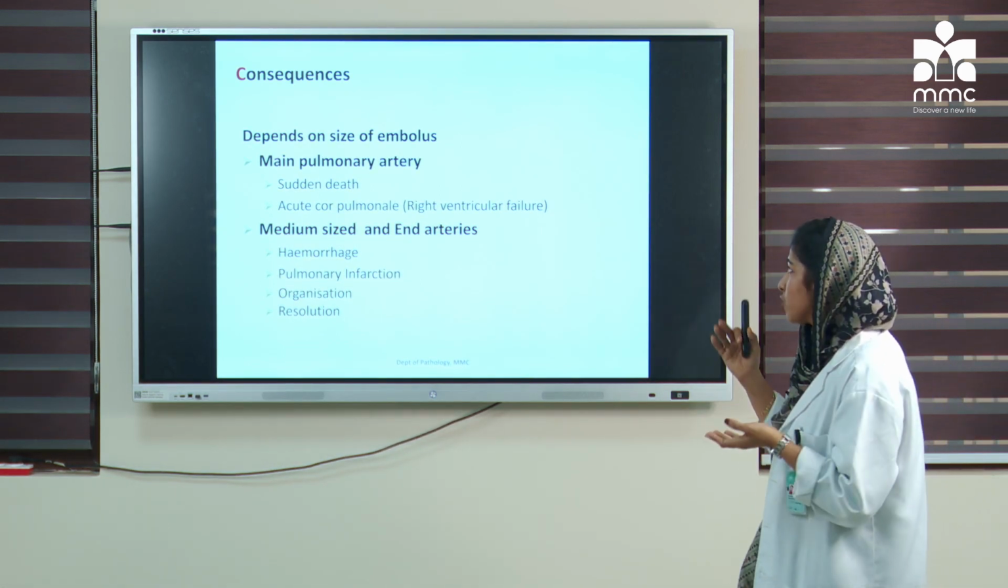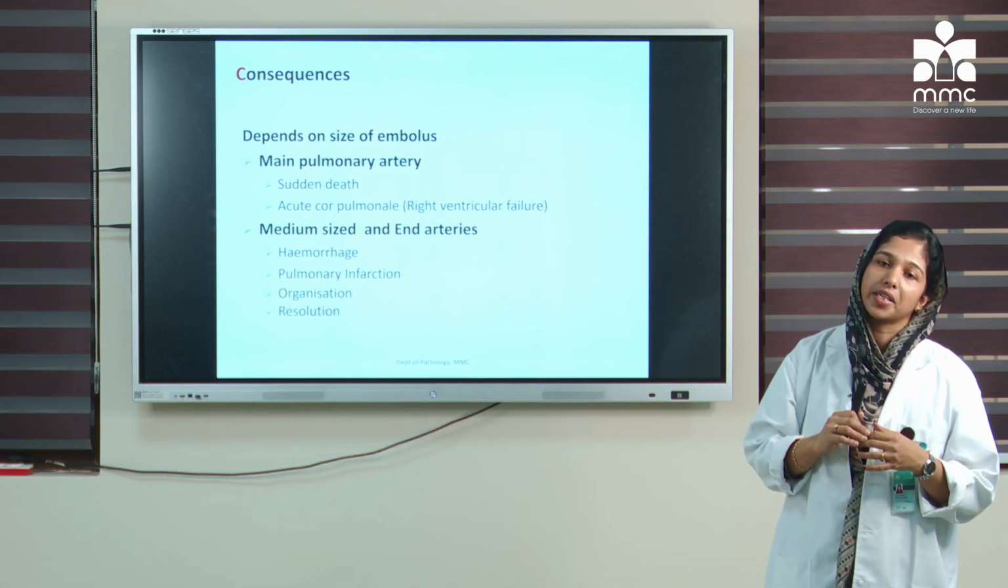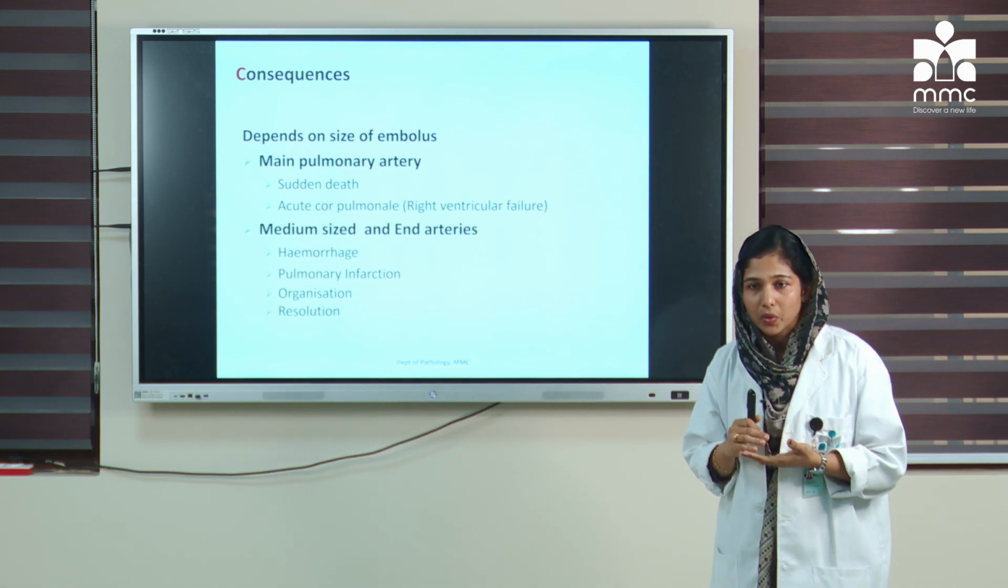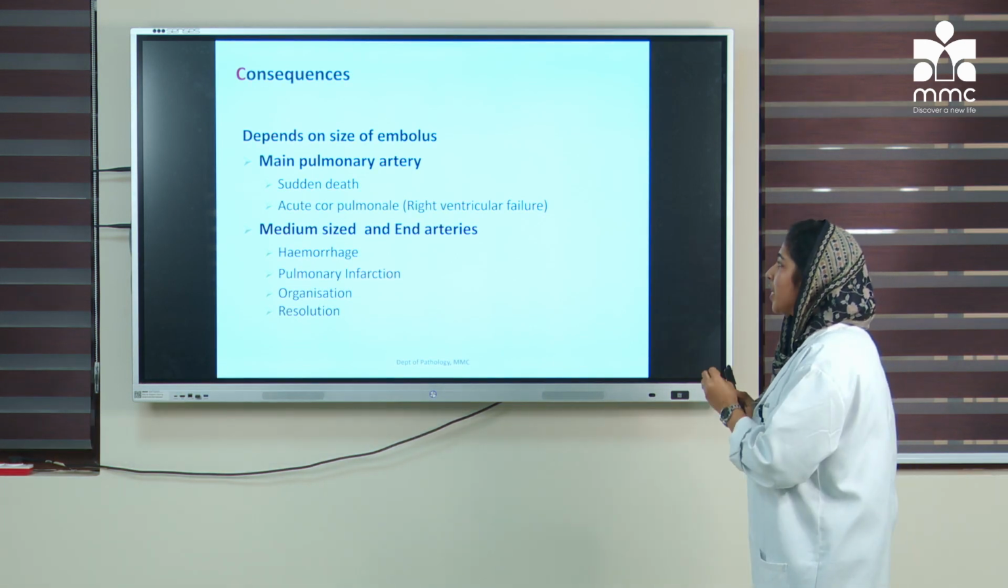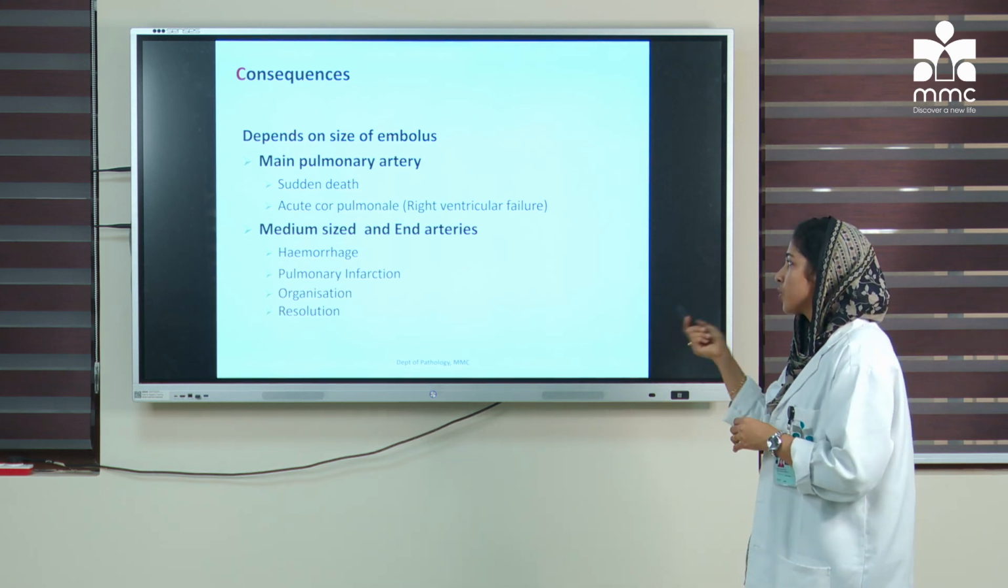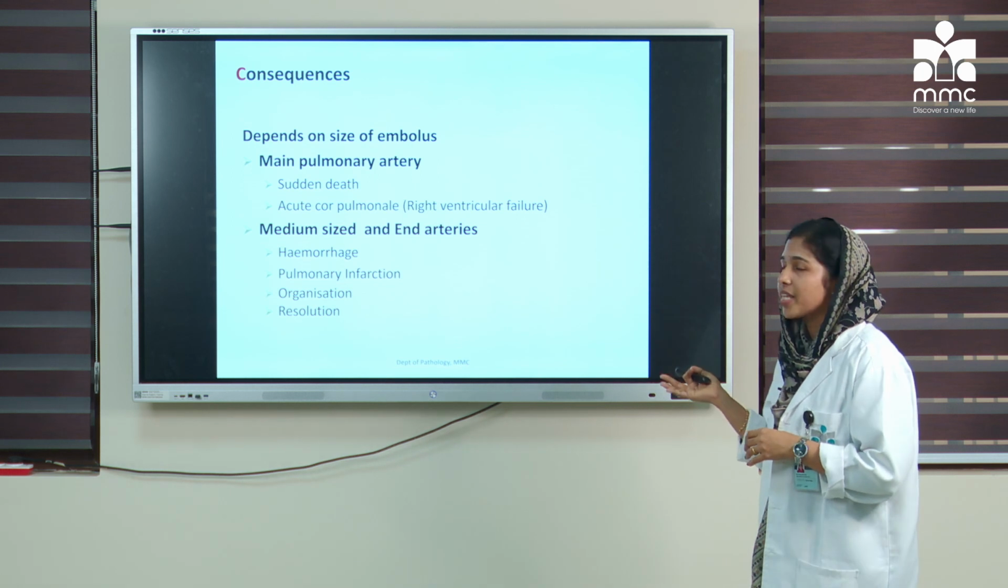if it is the main pulmonary artery, like a saddle embolus, it can cause sudden death, or it can cause right ventricular failure, that means acute cor pulmonale. And if it is small, medium-sized and end arteries, it can cause hemorrhage, pulmonary infarction and organization, resolution.